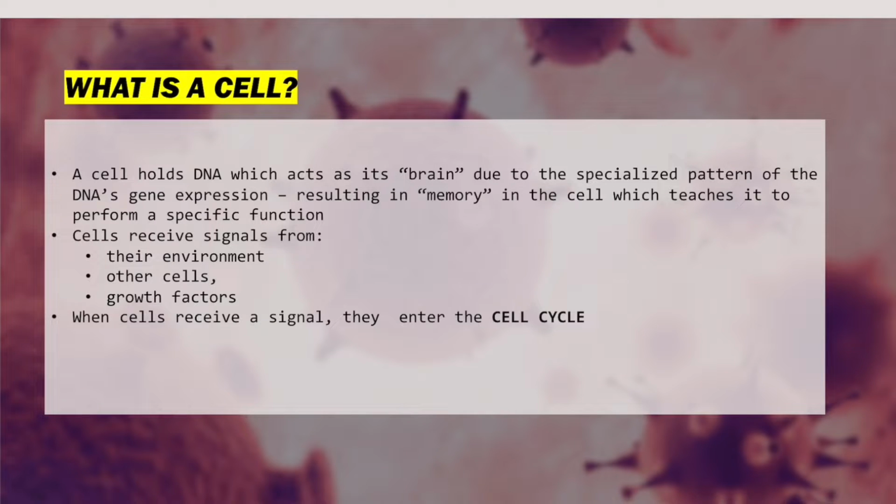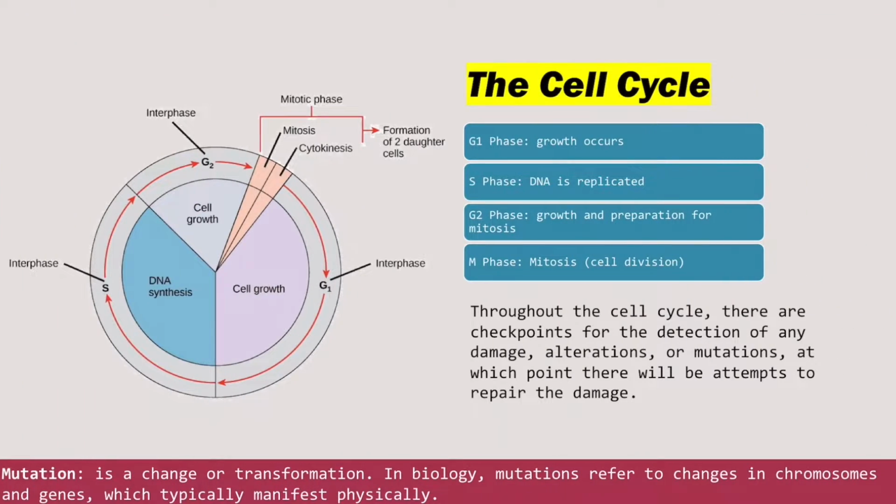There are 4 phases in the cell cycle: G1, synthesis, G2, and mitosis. Throughout the cell cycle, there are checkpoints for detecting damages, alterations, or mutations of cells. Mutations means changes in genes. If any damage is identified, specific genes called tumor suppressor genes activate and repair the damage.